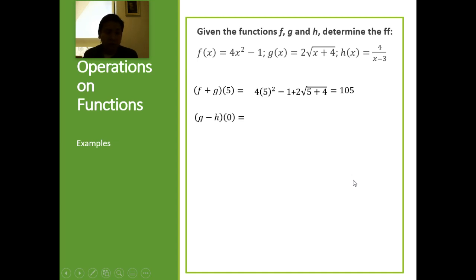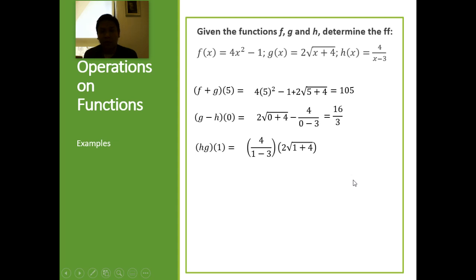Next example, we have g minus h of 0. Same idea. We put 0 into g and into h. Then we take the difference of the values. From here, we end up with 16 over 3. Please check with your calculator. Next, the product of h and g. And then we take the value of the function using x equals 1. So h becomes 4 over 1 minus 3, and then g becomes 2 times the square root of 1 plus 4. And then we have negative 4 square root of 5.